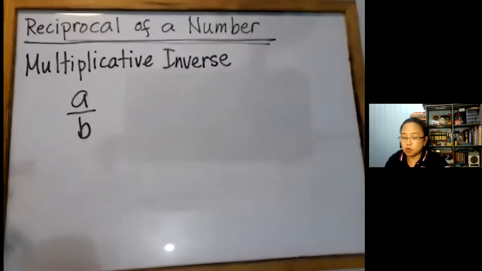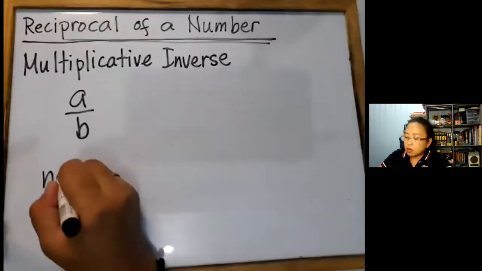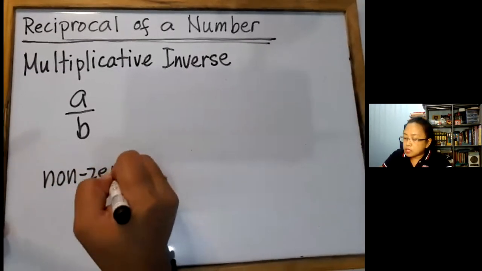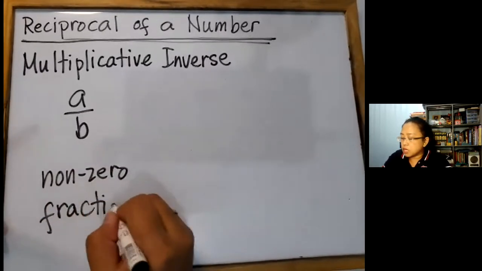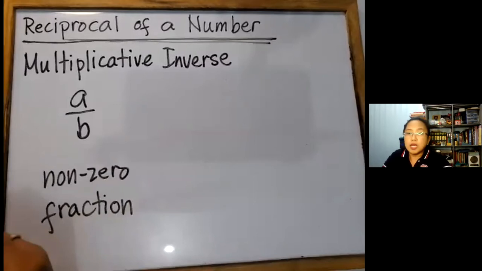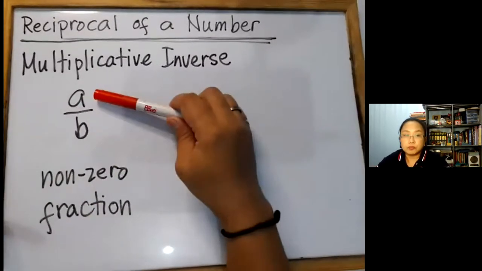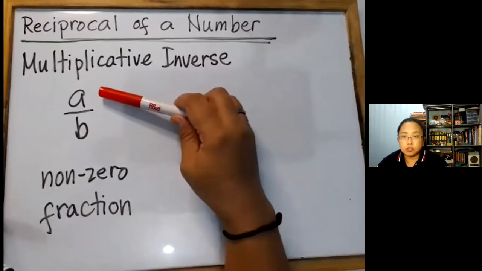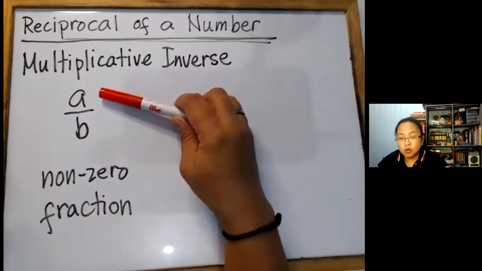Okay? Non-zero fraction. Ibig sabihin ng non-zero, hindi zero. Sa bawat non-zero fraction. Ma'am, paano po namin malalaman kung non-zero yung fraction? Una, ang titignan ninyo yung numerator. Dapat yung numerator can be any number except 0. Okay? So, kahit na anong number, basta hindi siya 0, it's a non-zero fraction.